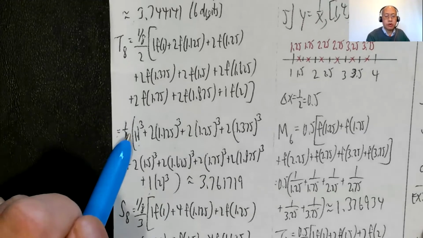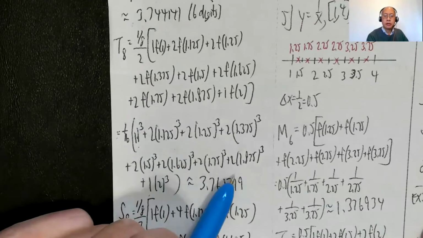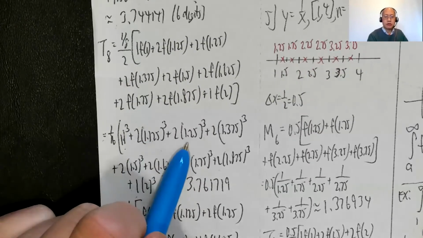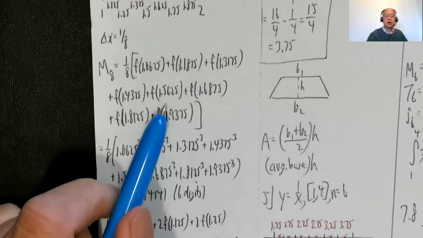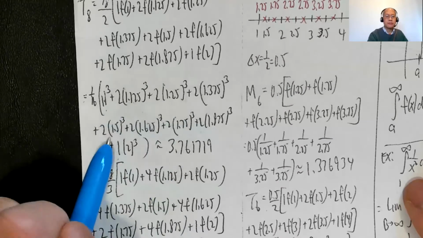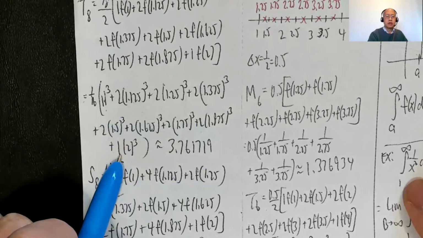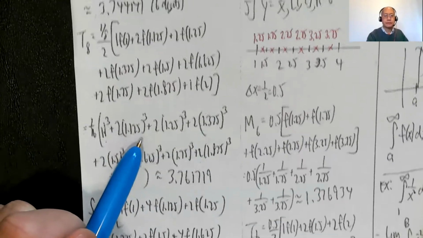All right, so it's going to be 1 times 1 cubed, and then 2 for all the in-between endpoints: 1.125 cubed, 1.25 cubed, 1.375 cubed, and so on, all the way up to 1.875 cubed. They all have a coefficient of 2. And then finally, the last one, 1 times 2 cubed. Punch in your calculator, 3.761719.